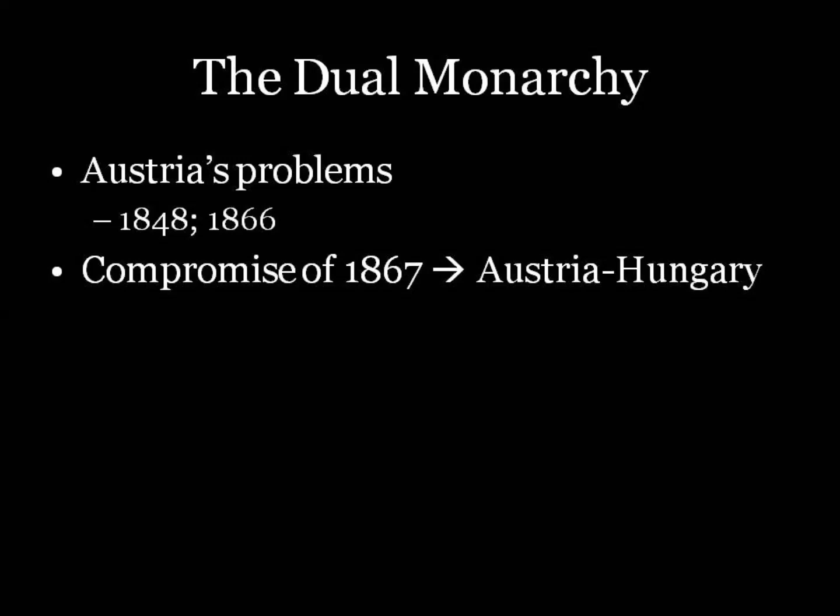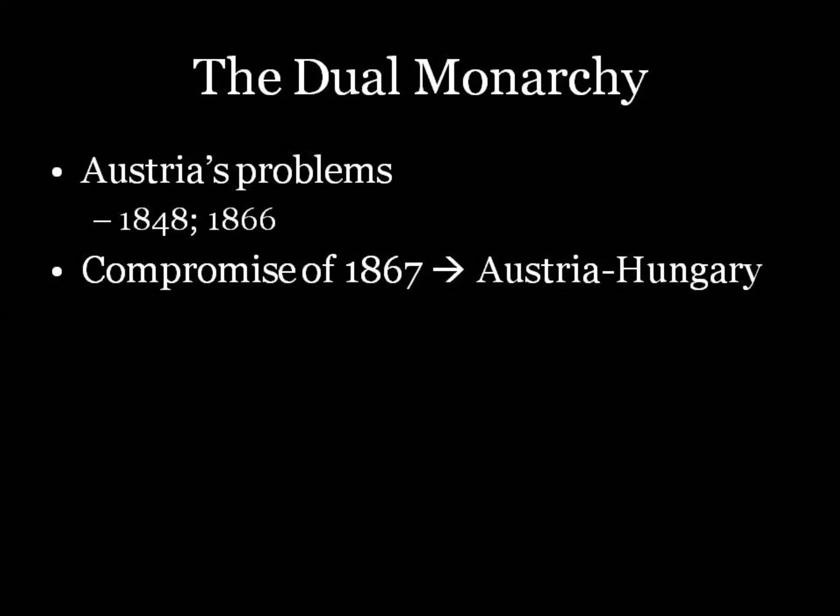1848 was not the end of Austria's problems by any stretch of the imagination. As we've already seen, in 1866, Prussia humiliated the Austrians in the Seven Weeks' War. The fear in Austria was that this further display of Austrian incompetence would lead to a repeat of 1848.